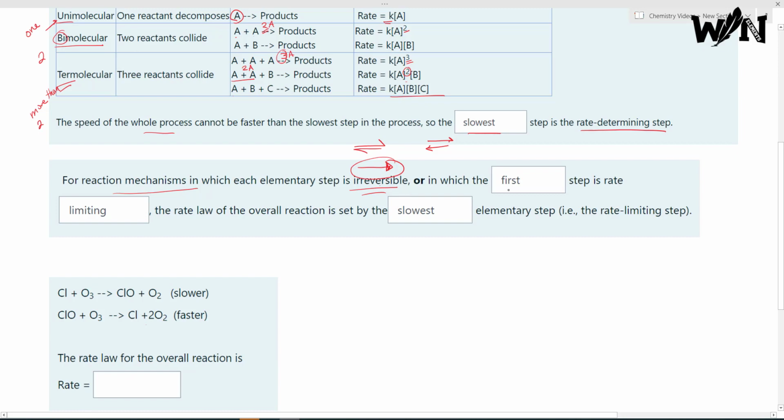Or the second condition, in which the first step is the rate limiting step. Think of that, rate limiting. That is basically saying the first step is the slowest step. When either condition is met, the rate law of the overall reaction is set by the slowest elementary step, which is given to us, or the rate limiting step.